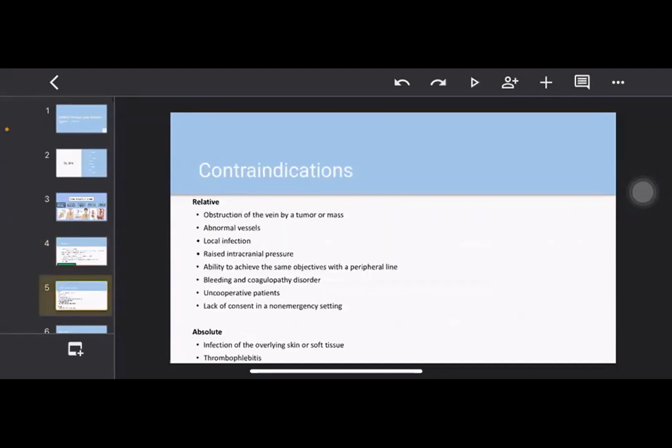Next is the contraindications for this procedure. As we all know, there are two kinds of contraindication, relative and absolute. Relative is when the benefit is more than the risk. The relative contraindications are when there is an obstruction of the vein by tumor or mass, abnormal vessels, local infections, and raised intracranial pressure.